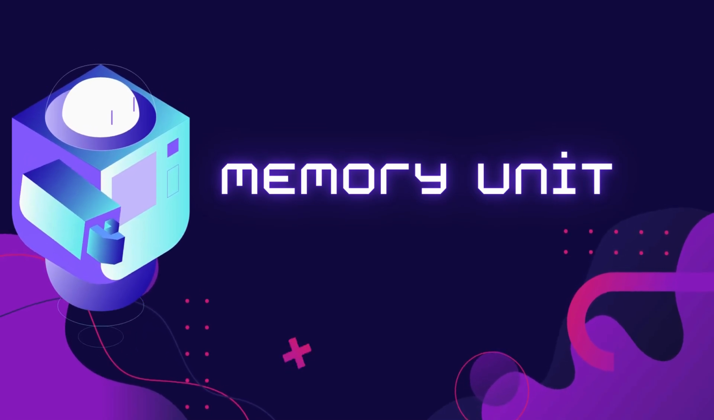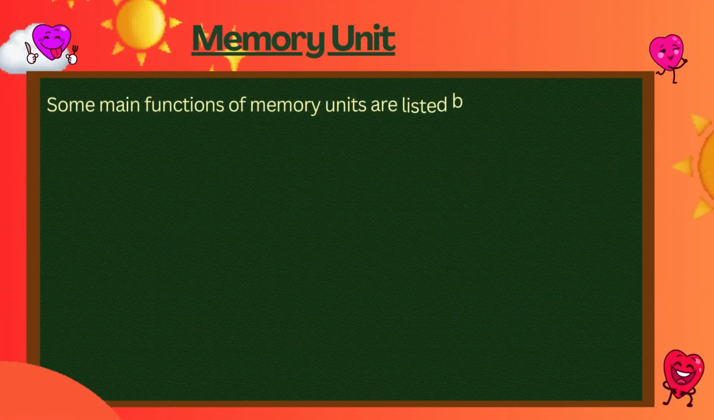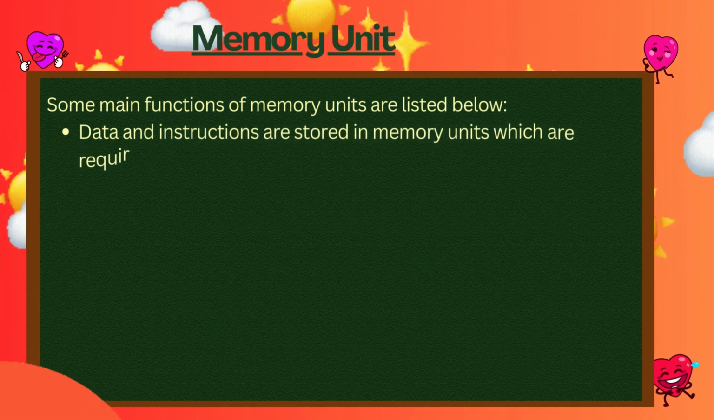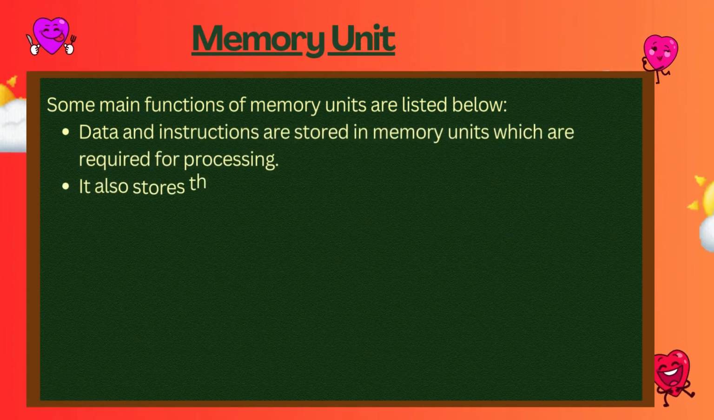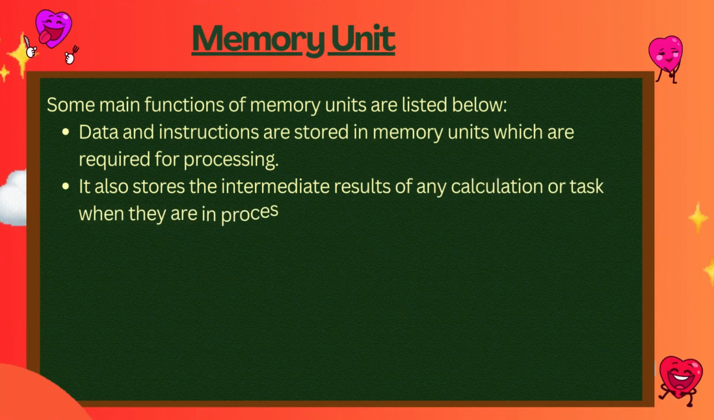In memory units, some main functions of memory units are listed below. Data and instructions are stored in memory units which are required for processing. It also stores the intermediate results of any calculation or task when they are in process.